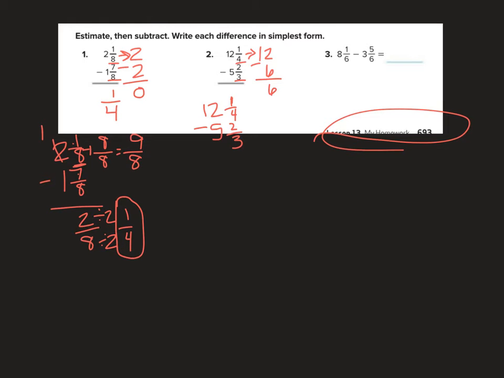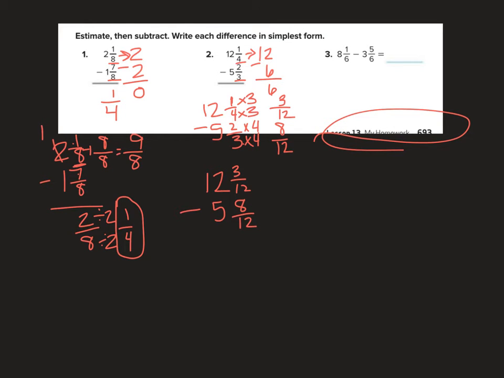So I need to get a common denominator. Hopefully by this point you're like 4 and 3, I know it's got to be 12. Multiply by 4, multiply by 4. This is going to become 8/12. Multiply by 3, multiply by 3, and this is going to become 3/12. Okay, so what I'm working with now is 12 and 3/12 minus 5 and 8/12.